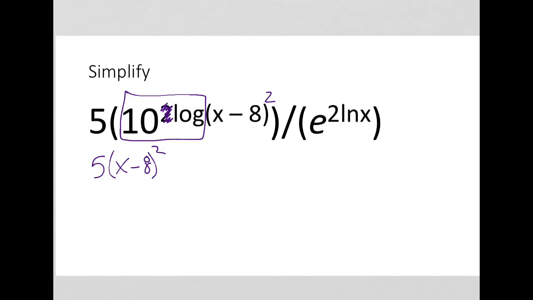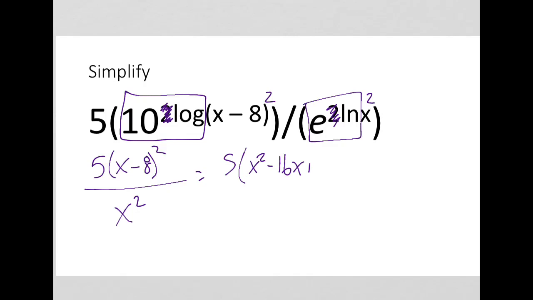And look at that denominator. I'm going to do the same thing. I'm going to write that 2 up there. Now I have e to the power of ln. So again, inverses, they're undoing each other. And so I'm left with x squared. And so I get 5 times x squared minus 16x plus 64 all over x squared.